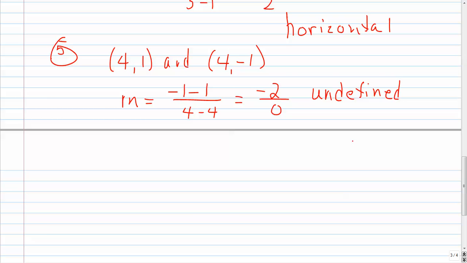And let me show you what kind of line would pass through these 2 points. So I'm going to do it right here. And so let's find 4, 1. 1, 2, 3, 4, and 1 would be right here. And then 4, -1 would be right here. And so you see those lie on a vertical line. And so if the slope is undefined, the graph is going to be a vertical line.